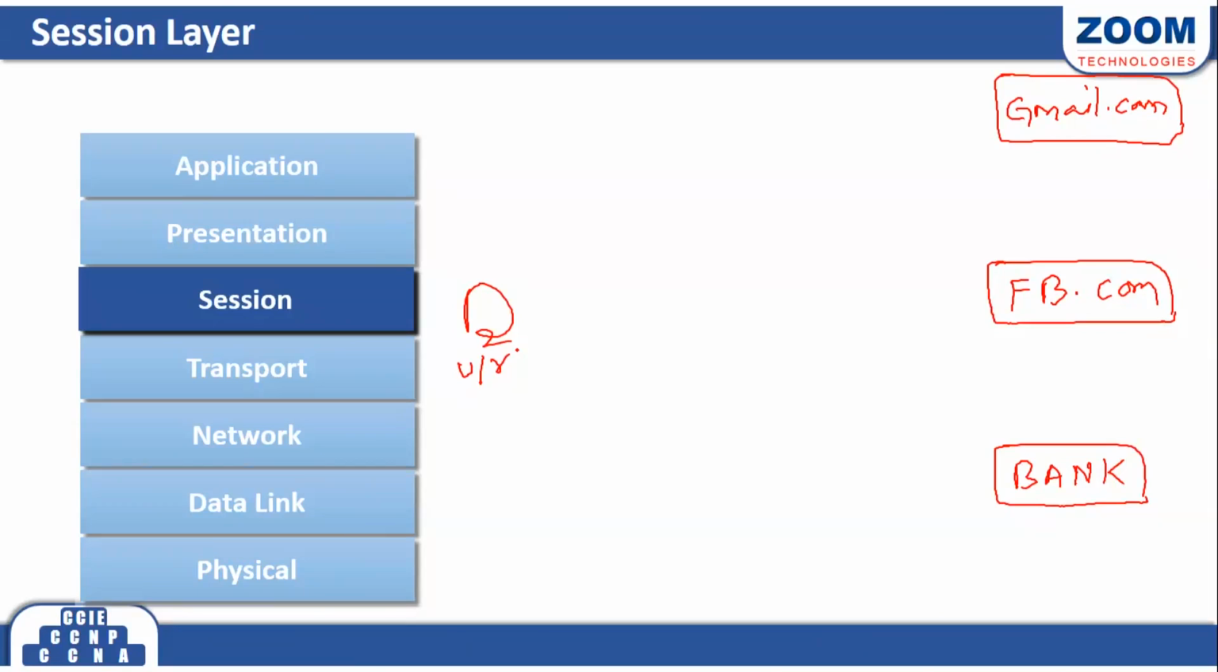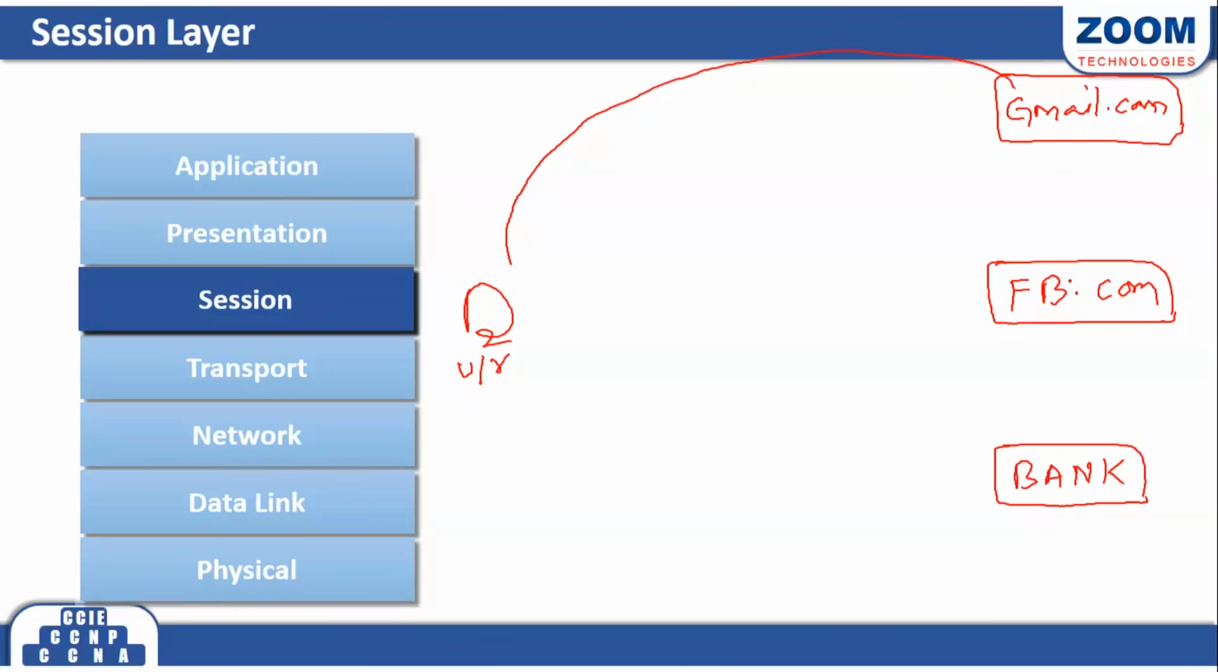Once you enter your user credentials, your mail ID and your passcode, and you click on sign in or login, then you are inside your Gmail server. So your interaction is started, your session is established from your computer to the Gmail server. Because your inbox or outbox, all the mails are available in the Gmail server, not in your computer. Correct?